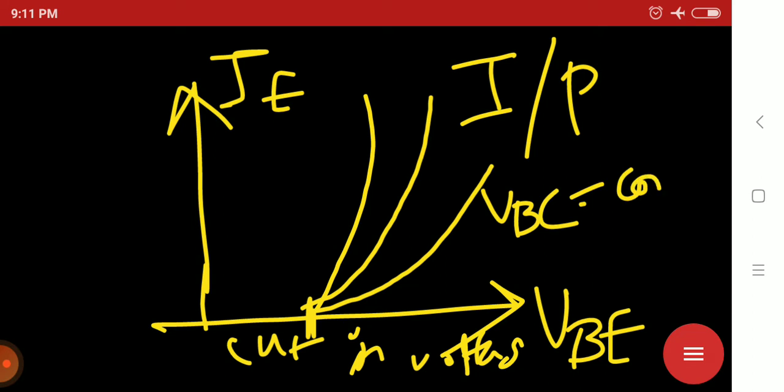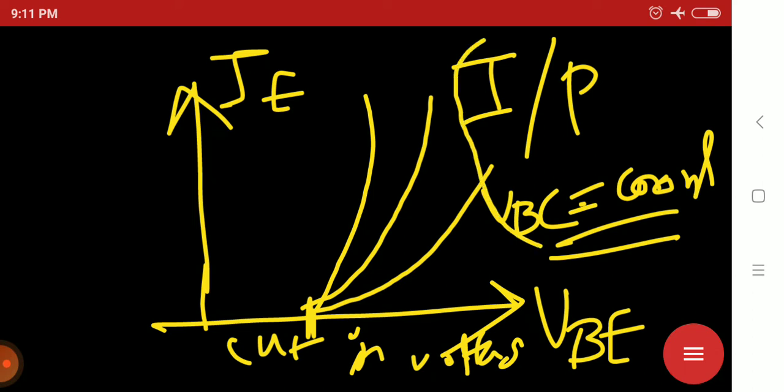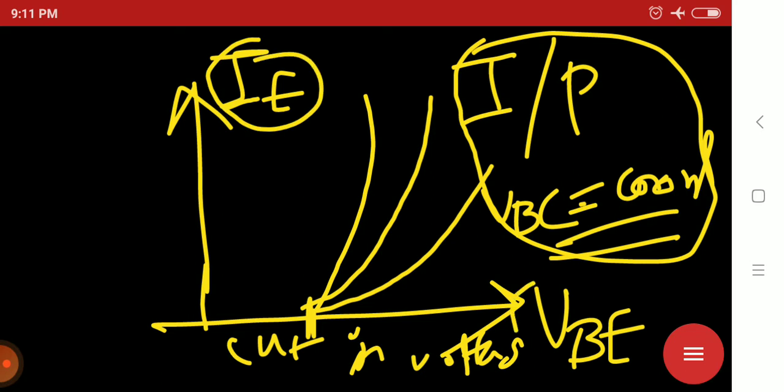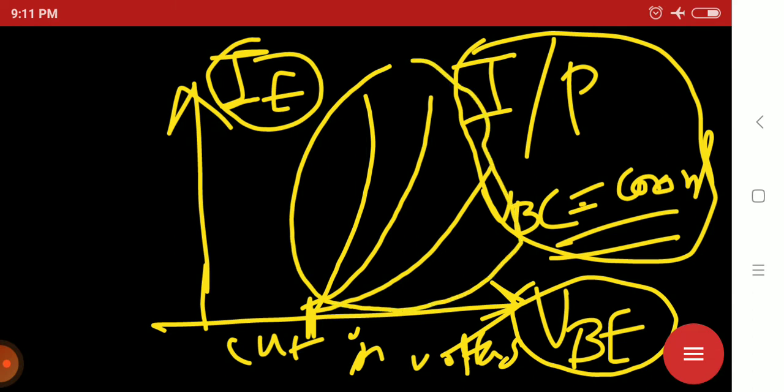Here VBC is constant. What do we mean by the input characteristic of the CB configuration? We mean that whenever we draw the variation of input emitter current with respect to VBE, we get a characteristic curve, and the curve originates after a certain cut-in voltage, keeping VBC constant. This is the input characteristic of the CB configuration.